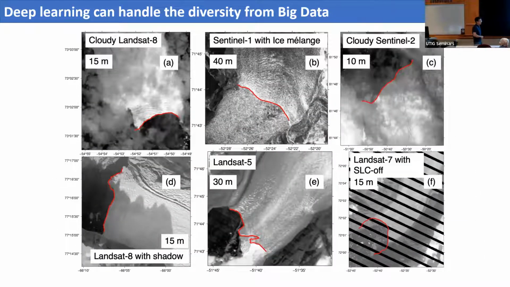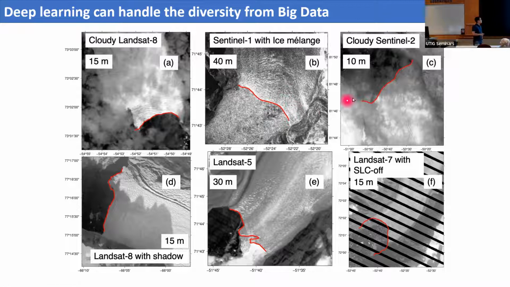All right. So after generalizing the network, automating the data quality control, and measuring the uncertainty, the deep learning method can finally handle the diversity caused by big data. Here are the results of the machine-picked terminus. It can cover different situations. Here is a cloudy Landsat image it can pick, and the Sentinel-1 image with ice mélange in winter. In winter, when there is ice mélange, the terminus boundary over here will be blurred, but our network can successfully pick the terminus traces.